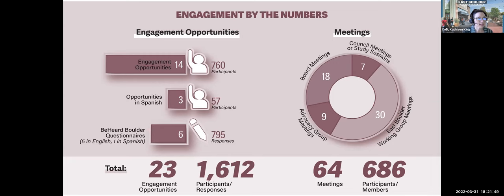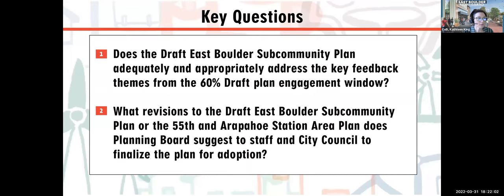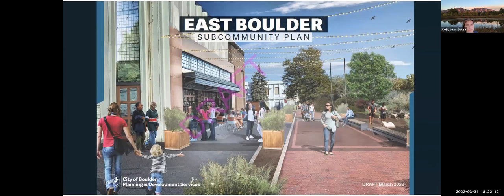Today, we're still hoping to get more feedback on the recommendations. There's a community questionnaire on beheardboulder.org that will be available through April 4 for community members to submit feedback on the plan. So I'm gonna walk through the plan and some of the anticipated outcomes, and we'll be looking for Planning Board feedback on these key questions during our discussion. So let's get into the actual plan.